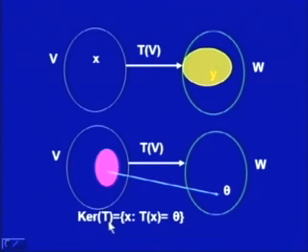Now, for the kernel T, this is the domain in which the vectors will map to the identity vector theta in W. So, all these vectors in this domain will map to theta. So, kernel T is the set of all x in V such that Tx is equal to theta. So, this is a subset of V and this is a subset of W.